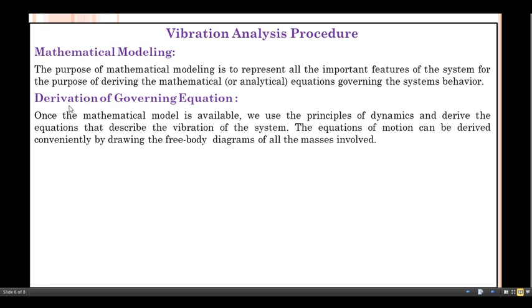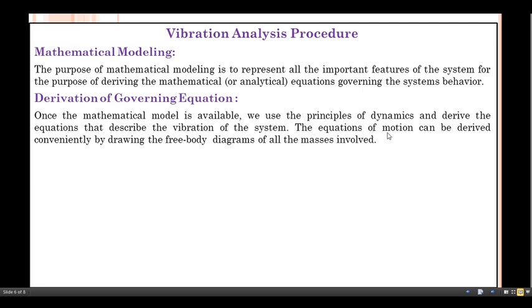The next step is the derivation of the governing equation. Once the mathematical model is available, we use the principles of dynamics and derive the equations that describe the vibration of the system.